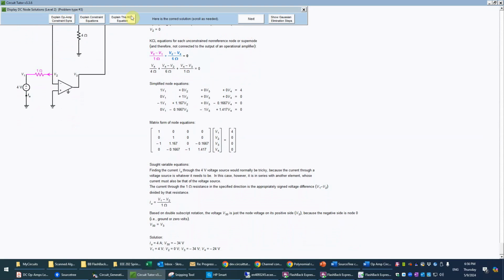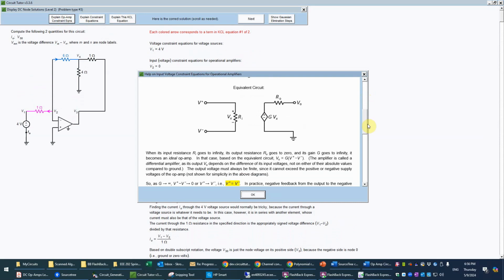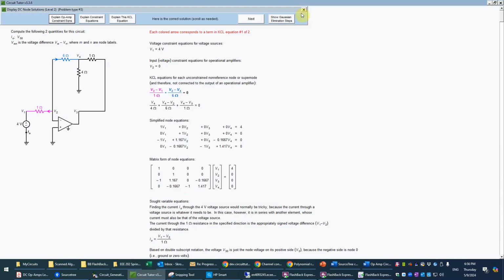You can also get equations, especially for that op-amp input constraint equation, that will give you some explanation of the equivalent circuit model for the op-amp, which looks like that, where ideally R0 is 0, the gain is infinite, and this input resistance is also infinite. Sorry if I said that correctly. R0 is 0. The gain is infinite, and so is this. Anyway, we will go ahead and exit that problem.